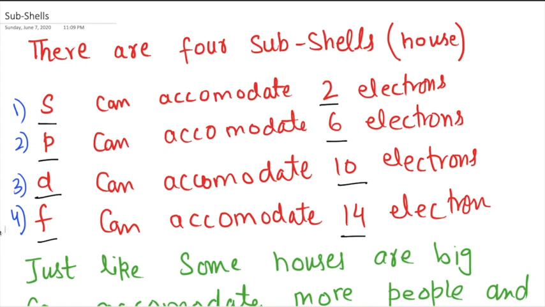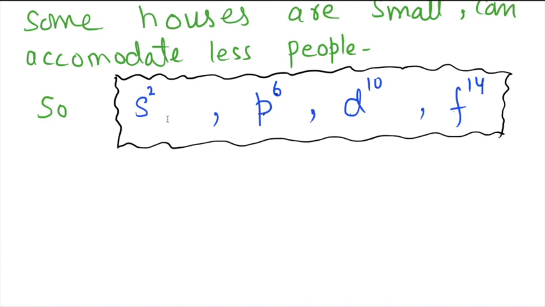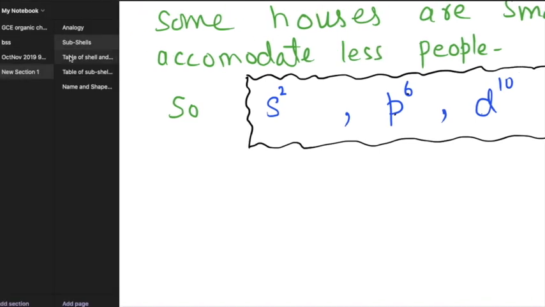Just like our houses, in a big house more people can live, and in a small house very few people can live. Similarly, in the bigger subshell more electrons, and in the smaller subshell fewer electrons can be accommodated. Okay, and this is very important. S can hold 2, P can hold 6, D can hold 10, and F can hold 14 electrons.